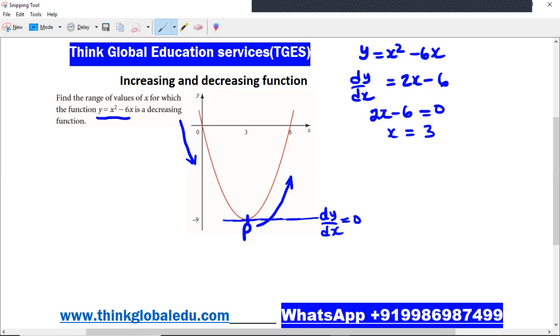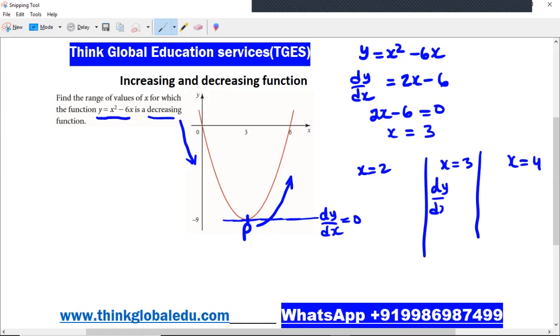Now, we have to check for what values of x this function is increasing and for what values of x this function is decreasing. In fact, in the question we have to check only for decreasing. On one side of this vertex it would be increasing, on the other side it would be decreasing. So we'll choose points in the neighborhood of x equals 3. On the right side we can take x equals 4, on the left side we can take x equals 2. So we'll find the value of dy by dx at these points.